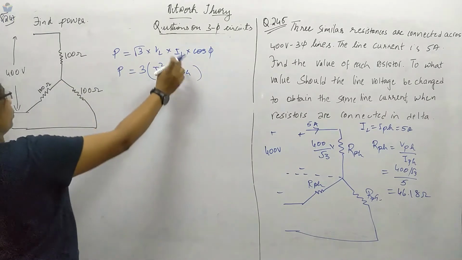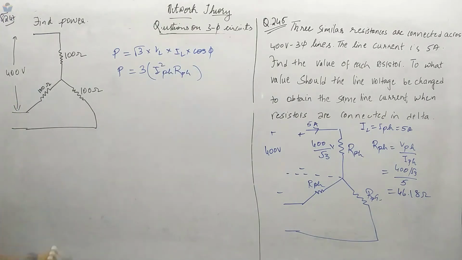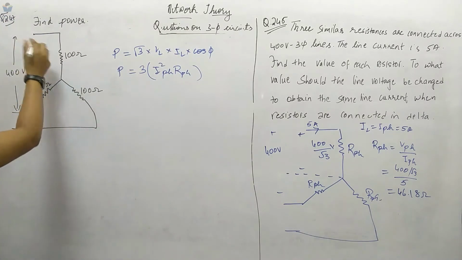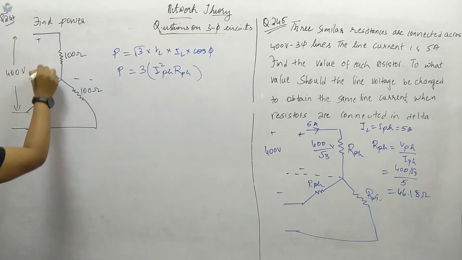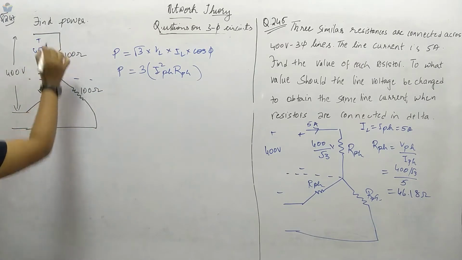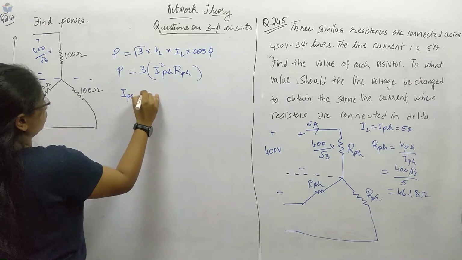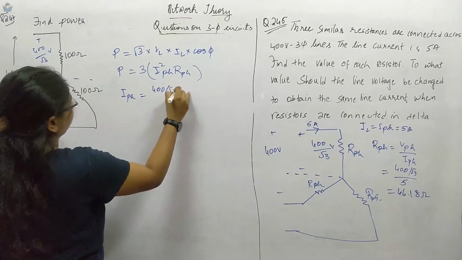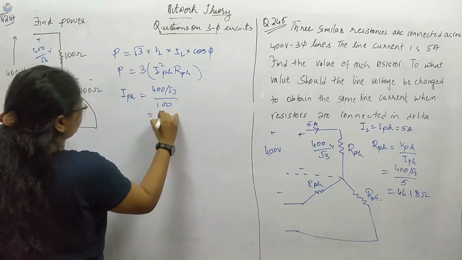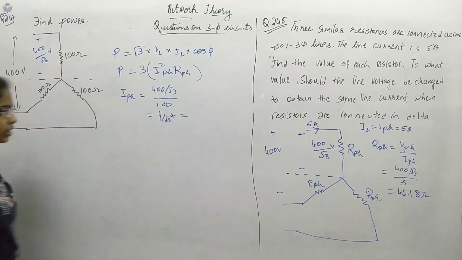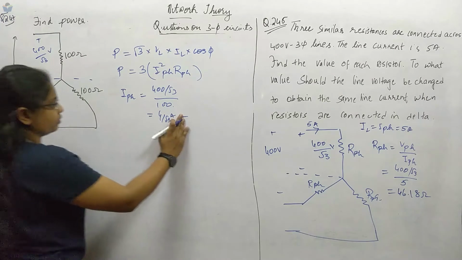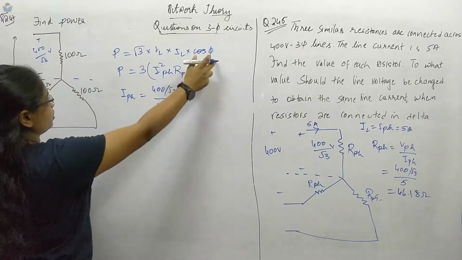But here we do not know what is line current or phase current. In star connection it is the same. This is line to line voltage, so the phase voltage will be 400 by root 3 volts. So we will find IL or IPH equal to 400 by root 3 divided by 100. So it is 4 by root 3 amperes. We will keep it as it is, so it will be easy to substitute over here.